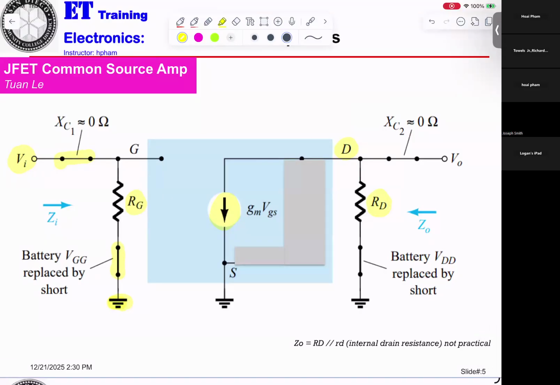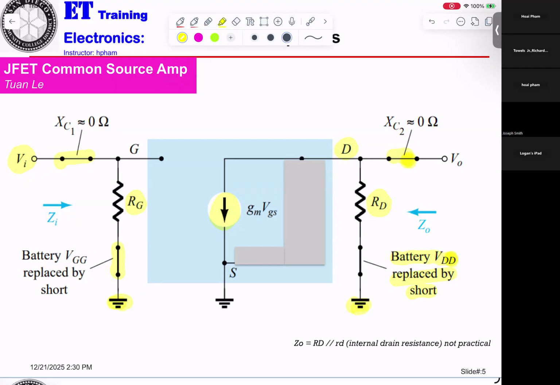And they're already telling you the battery VDD must be replaced by a short circuit. That means they go to the ground. And you don't have any capacitor in here. They will be shorted. Okay?